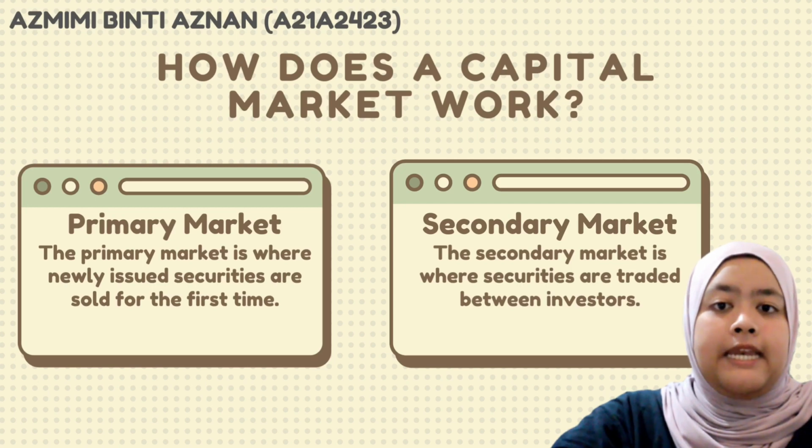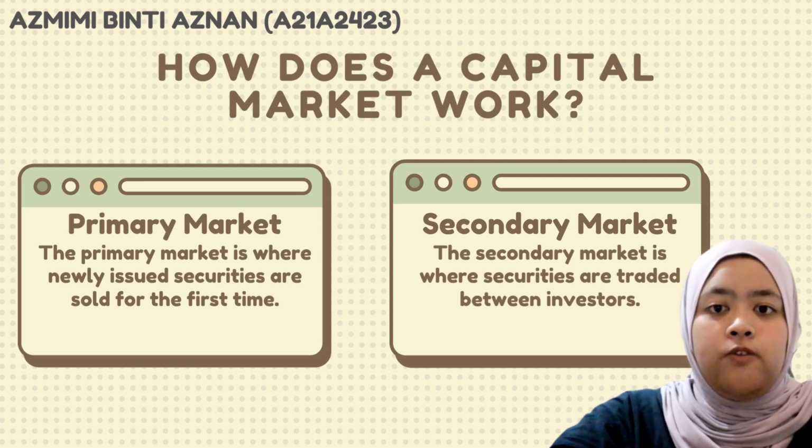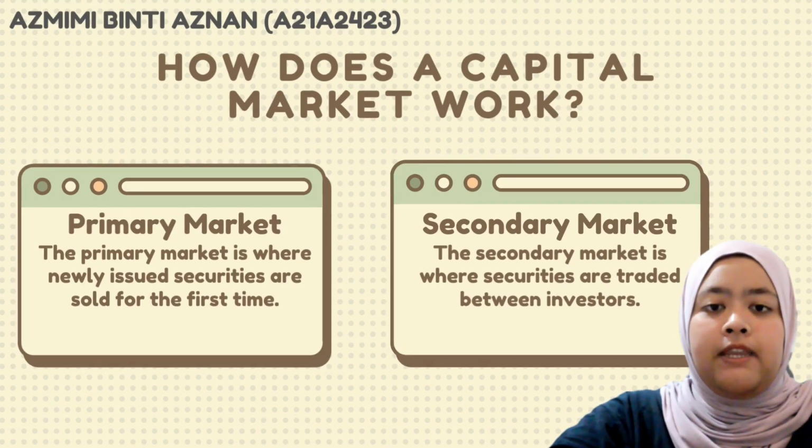Next, the secondary market. The secondary market is where securities are traded between investors. This includes both public exchanges such as the New York Stock Exchange (NYSE) and the over-the-counter (OTC) market. In the secondary market, investors can buy or sell securities they already own. The price of securities in the secondary market is determined by supply and demand.